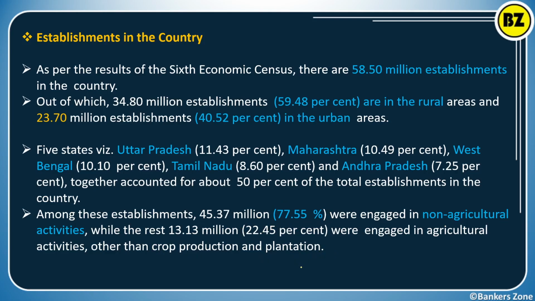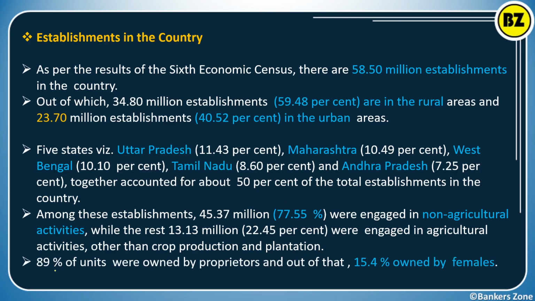Okay, now see here further, 89% of the units were owned by proprietors. Out of that, 15.4% are owned by females. So out of 100, 89%. You can see how popular the proprietary firm is in India.